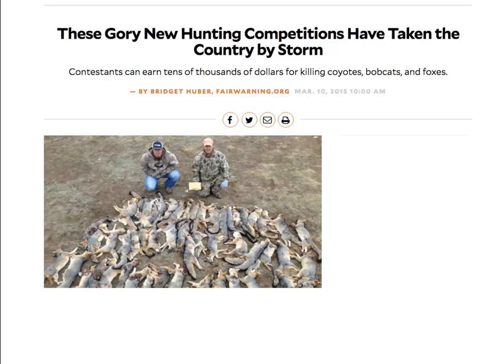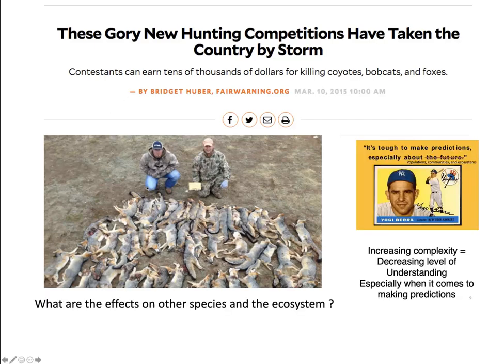And this is especially relevant for something maybe like this. So these are an example of varmint hunts. Basically these are hunting competitions where contestants are given 24 hours to go out and hunt or capture as many varmints as they can. So this may be coyotes, this may be bobcats, and there are huge prizes associated with killing these varmints. And so one question you might ask of these competitions is, what are the effects of this? So obviously there are huge negative effects on the coyote populations or fox populations, but are there effects on other species in the overall ecosystem as well?